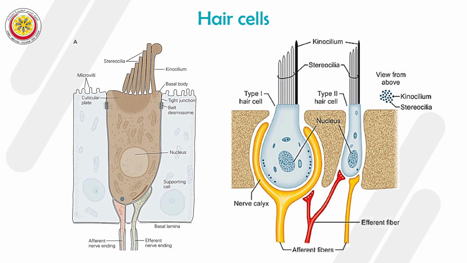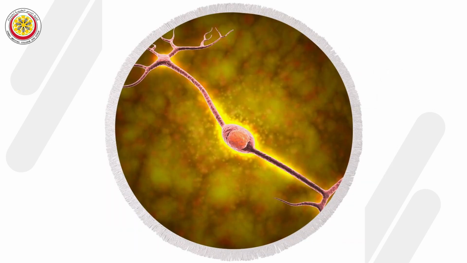The fourth modified epithelium are the hair cells. We have auditory hair cells and we have vestibular hair cells. We don't have time to go into the details. It's a very complicated issue. It needs time, but we will discuss them with the vestibulocochlear nerve.